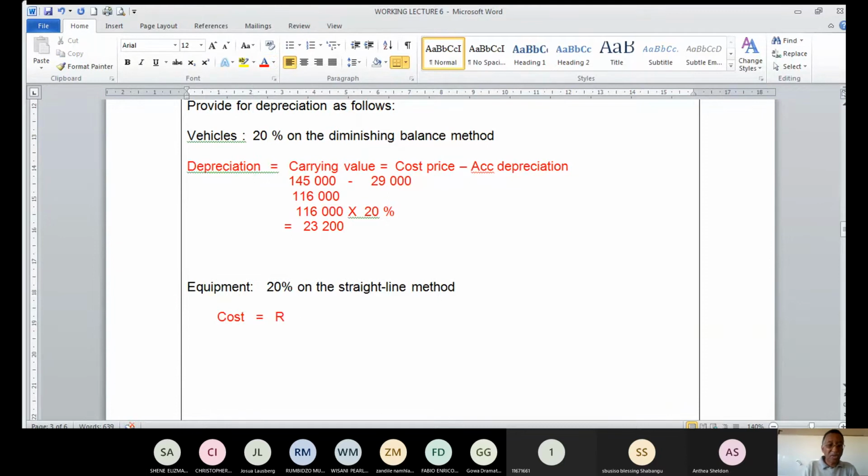The adjustment tells you that you must calculate the depreciation, and the depreciation must be calculated at 20% per annum on the straight line method. 20% on the straight line method means 20% on the cost price. So you take 20% of the 85,000, and that will give you a depreciation expense of 17,000 Rand. So my depreciation on my equipment is the amount of 17,000 Rand.